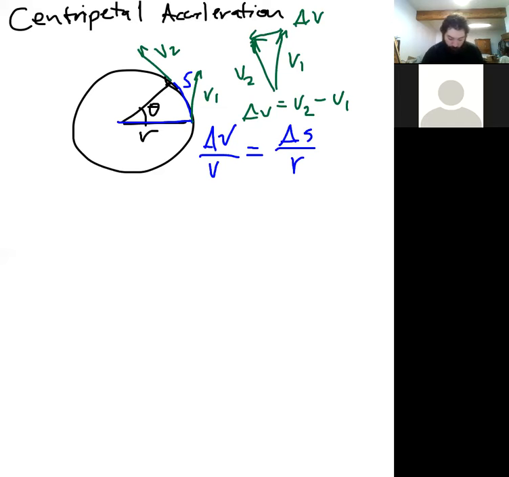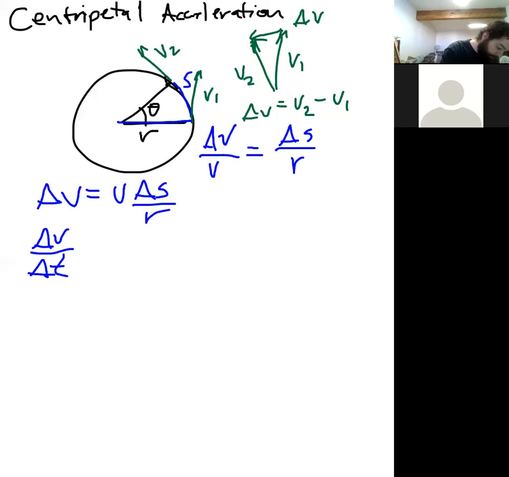So we have our change in velocity and velocity. We just manipulate this a little bit, and I'll bring it over here. So delta V is going to equal V times delta S over R. Then all we need to do is divide by delta T. So delta V over delta T will give us our acceleration.